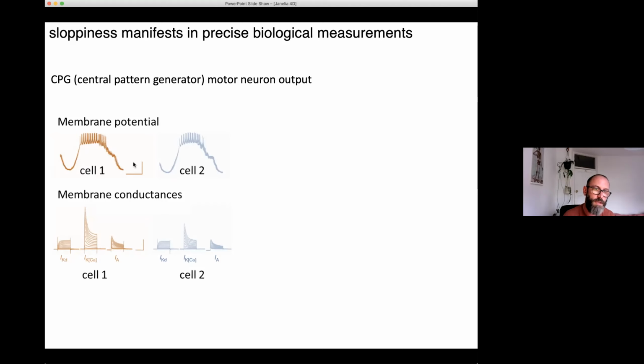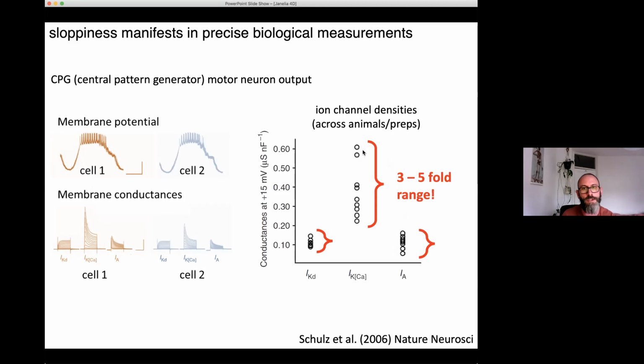these waveforms, as we've seen in earlier talks, depend on the ionic currents flowing into the cells, which can be precisely measured. Across multiple animals and preps, these currents really are essential for this firing pattern, yet there's a very large range of variation. On a ratiometric or log scale, there's a 3 to 5-fold range in these conductances. For perspective, if you tried to build a model using that level of variability, you would almost certainly not find this type of behavior by accident.